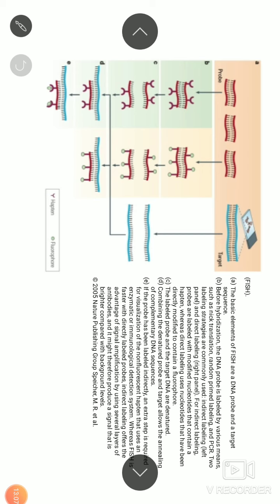For example, here I have mentioned a basic flow. So you have to generate the probes. The probes can be generated by different methods like nick translation, random primed labeling, and PCR. Two labeling strategies can be used. One is using non-radioactive labeling, another is using fluorescence-based tagging.